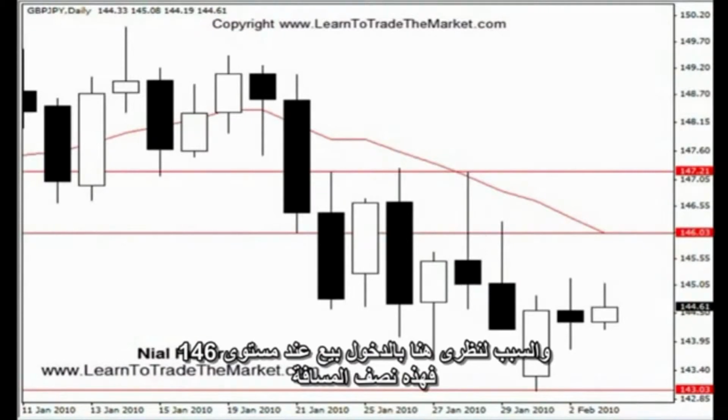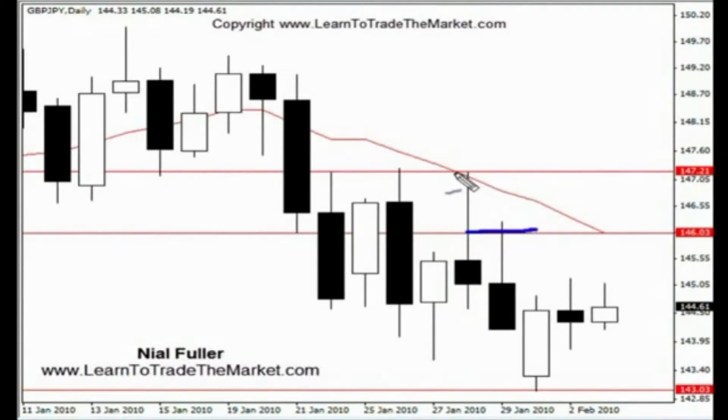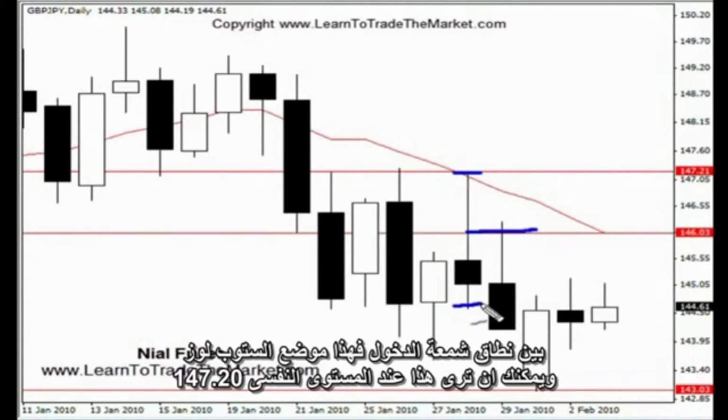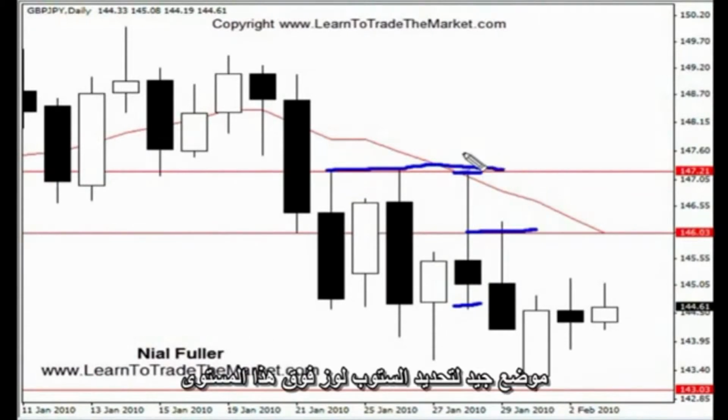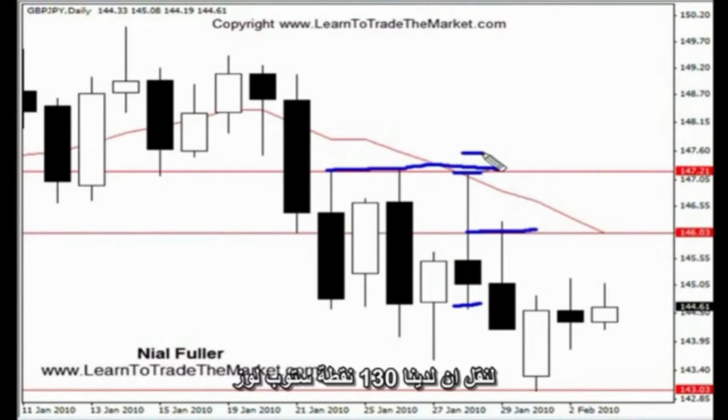The way that I've entered here is to place a sell on limit at 146. Now that is halfway between the range of that signal bar. That allowed a tight stop loss placement above 147.20. You can see this logical level here, a nice area for a stop loss above that level. So let's say we have a 130 point stop loss. That is this distance here.